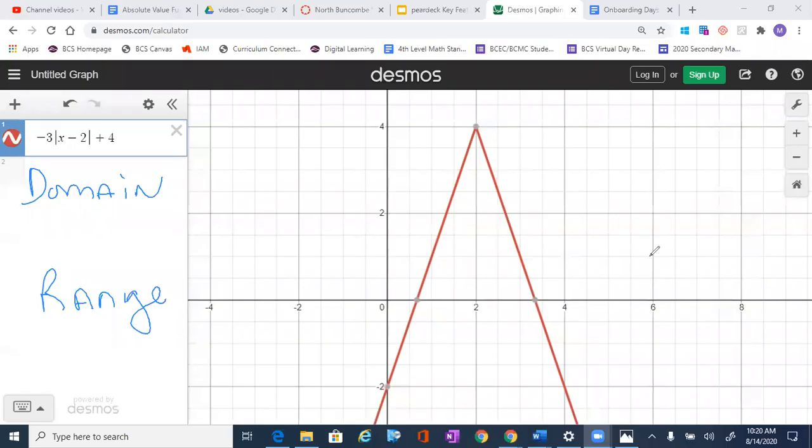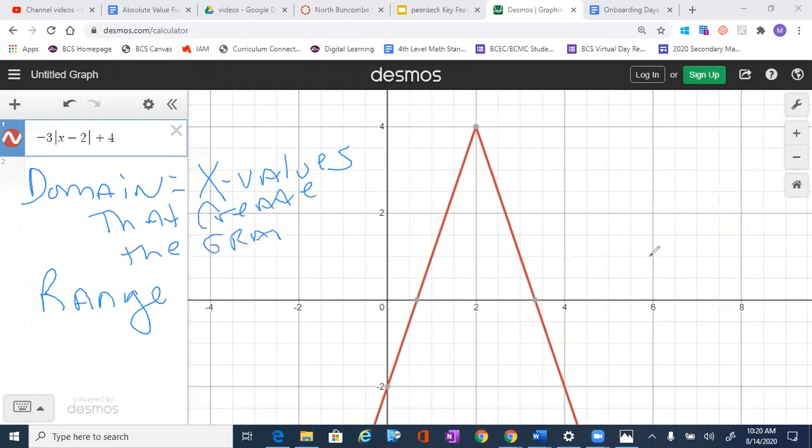All right, so let's go into the domain and the range. So let's go ahead and identify domain. Remember, domain is the X values that create the graph. And there's a bunch of ways we can write a domain. In this case, it's going to be really simple, okay? So what we're looking for is all these X values that are here, that are creating the graph.